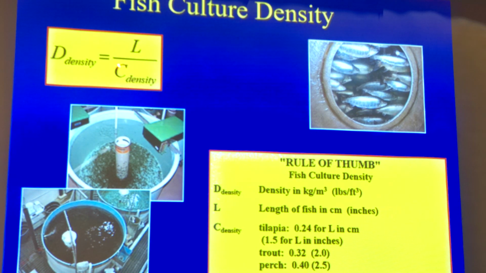with length, it's fixed. Here are some density numbers we use for different fish. You plug in the density, and I'm moving them or harvesting them at some particular length, and that tells you how many kilograms per cubic meter you can have, how many fish you have, and how big the tank has to be. Does that make any sense?